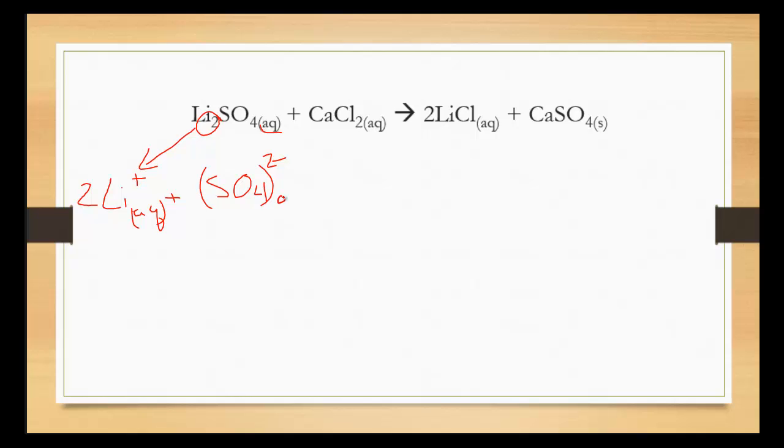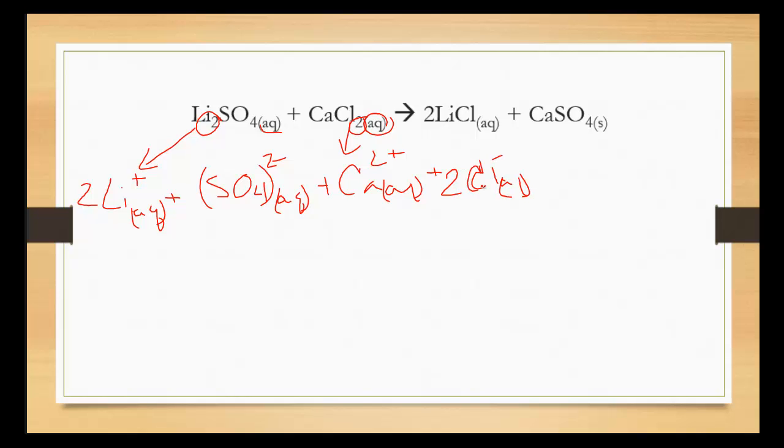I see aqueous again, so I'm going to break those up. Ca2 plus, aqueous, and Cl minus, aqueous. Notice this 2 here, that means I'm going to put a 2 in front. That's supposed to be a C.